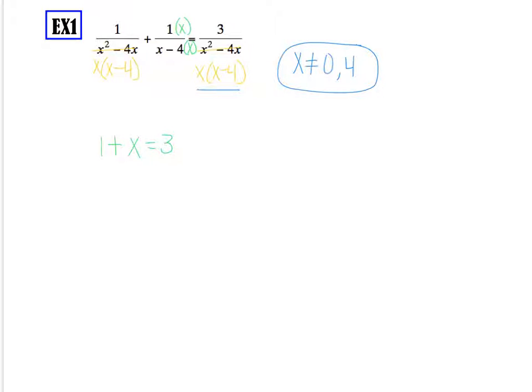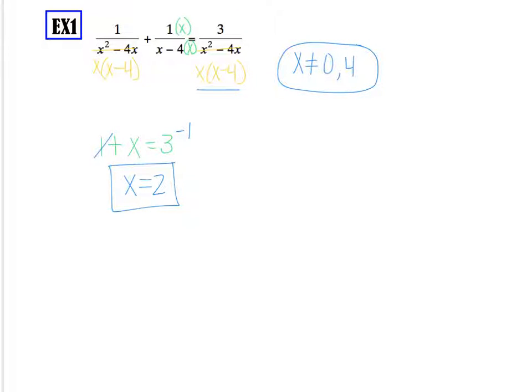What's wonderful about this is once I get that common denominator, I just have a simple equation that I solve. So is this linear? Is it quadratic? Well, this x is only to the first power. That's my highest power. So this is linear. To solve a linear equation, I just need to get x by itself. So I'm going to subtract 1. So this has one solution. There's only one value for x that will make this whole equation true, and that is 2.